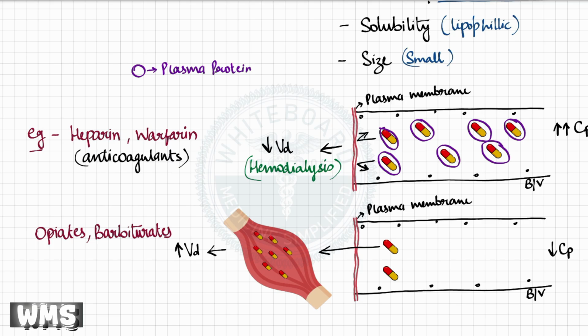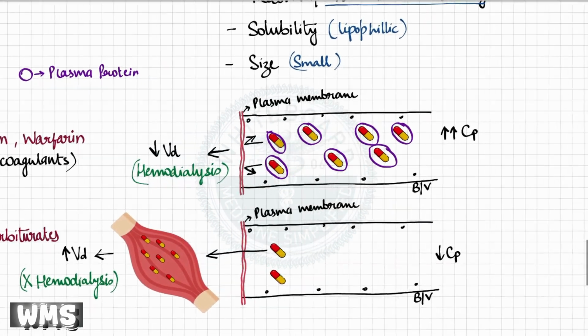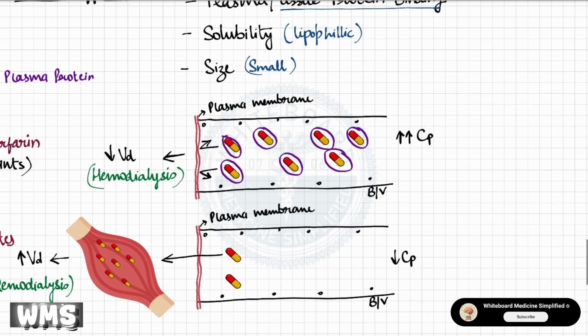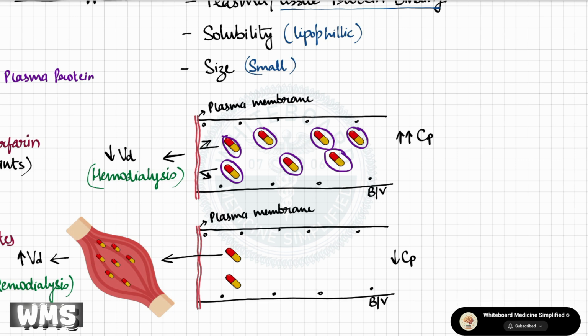In contrast, drugs with a high volume of distribution behave very differently. In these cases, most of the drug is distributed into tissues rather than remaining in the plasma. Therefore, during toxicity or overdose, hemodialysis is not very effective because the drug is not present in sufficient amounts in the blood to be removed. In simple terms, we cannot dialyze what is not in the plasma. So, to summarize this clinically important concept, low VD drugs stay mainly in the blood, so dialysis can be useful. On the other hand, high VD drugs are mostly in tissues, so dialysis is ineffective.